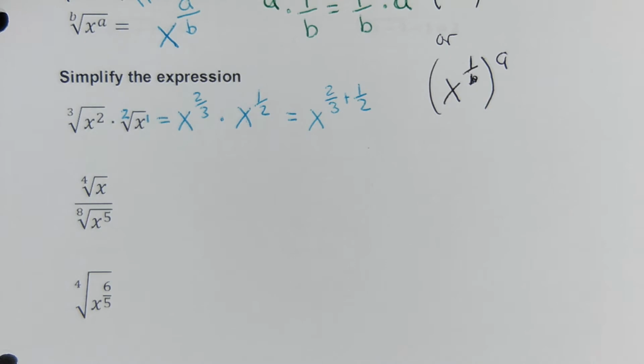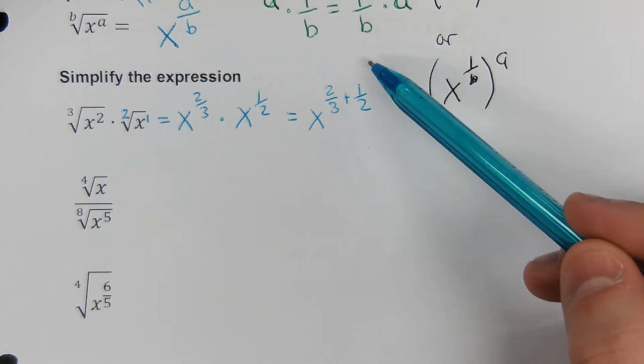I can't just add 2/3 and 1/2. What do I need in order to add or subtract fractions? What do you have to have? The same denominator. I need the least common denominator. So I'm looking at this 2/3 and this 1/2.